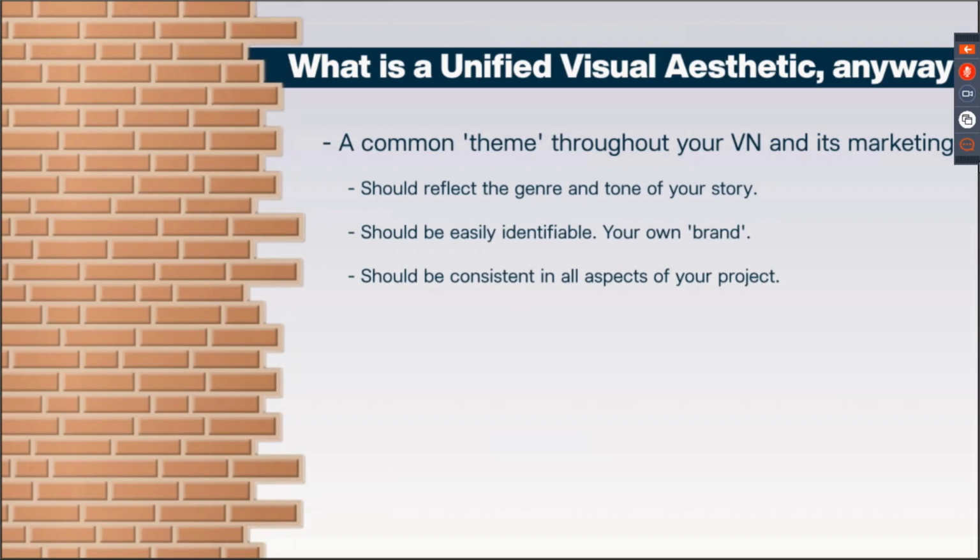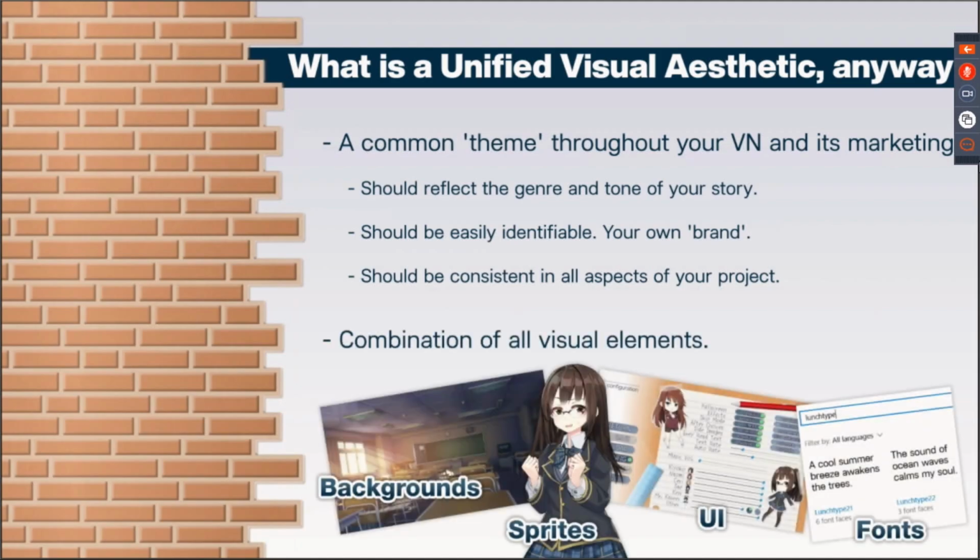Your aesthetic should be easily identifiable. Your visual novel is a brand, and people can recognize it when a lot of the visual aspects work together in tandem. It should be consistent in all aspects of your project. Your user interface, your character designs, your marketplace presence, everything should work together instead of standing out from one another. A unified visual aesthetic is a combination of all these elements.